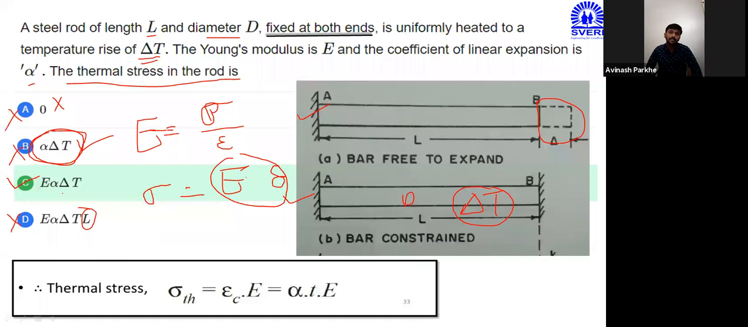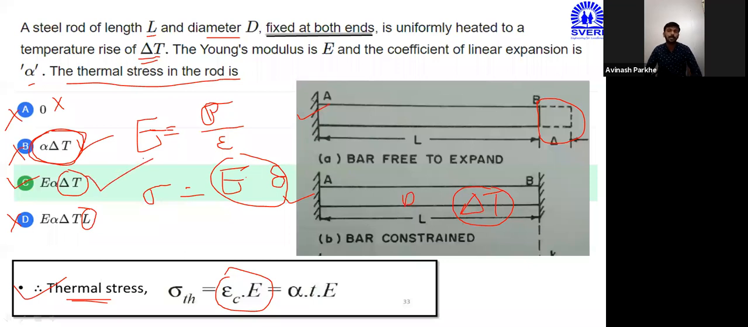But we have the formula: stress is equal to E into alpha into delta T. And here at the bottom side also, I have represented the thermal stress formula. Thermal stress, that is sigma TH, is equal to strain into Young's modulus. So what is the strain? Alpha into T. This T can be represented by capital T, or sometimes it is also represented by delta T. Therefore, alpha into delta T into E represents the thermal stress value.